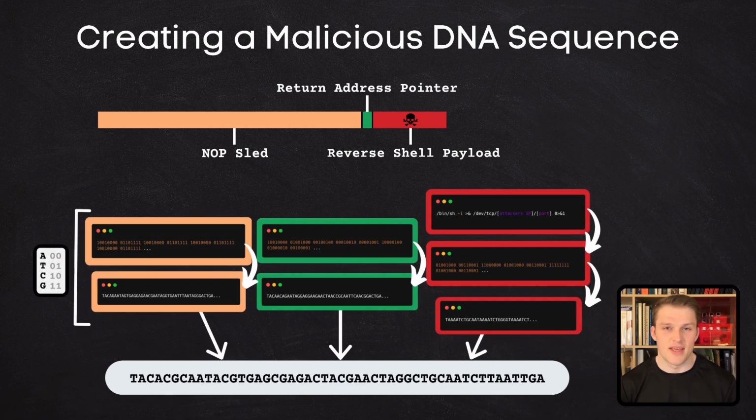Now for the magic. They needed to convert all of this computer code into DNA letters, A, T, C, and G. Remember how DNA bases get converted into binary during compression? Well, working backwards, they could figure out exactly what DNA sequence would be needed to produce their desired machine code after compression. So the DNA sequence was structured like this. It started with the no operation sled, then it had the return address pointer, and the malicious reverse shell payload at the end of the sequence.